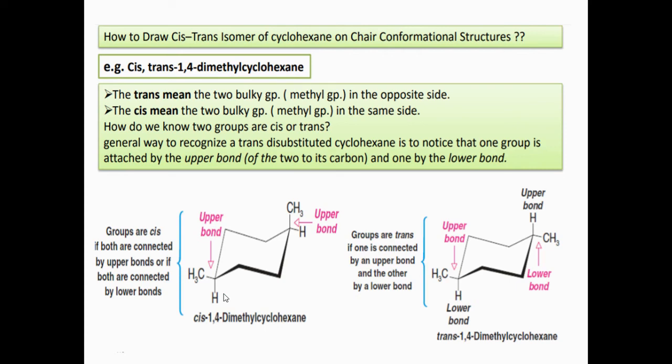Next, the question may be asked this way: how to draw the cis and trans isomers of cyclohexane in chair conformational structures? For example, cis and trans 1,4-dimethylcyclohexane. We have already discussed cis 1,4-dimethylcyclohexane: the cis form is axial-equatorial, the trans form equatorial-equatorial. In the cis form, the first methyl group is axial and the fourth methyl group is equatorial. In the trans form, the first methyl group is equatorial and the fourth methyl group is also equatorial. Okay.